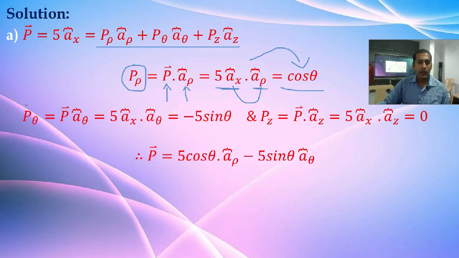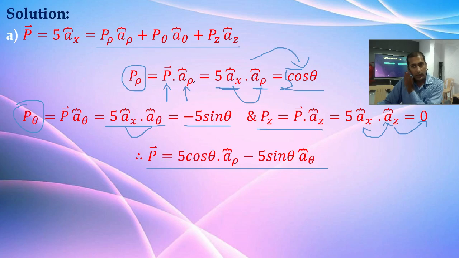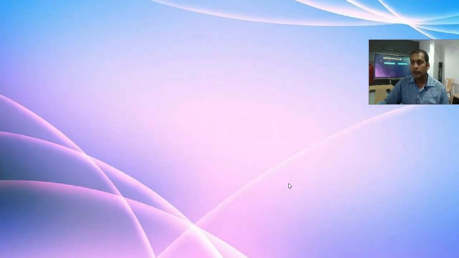Similarly, for P theta we have magnitude and direction. Again this dot product will give minus sin theta. So here we got minus y sin theta. And similarly PZ, Z is the same. But the dot product of AX cap and AZ cap will lead to 0. So this term will not participate in the point P conversion. So what will be the point P? It is a combination of y cos theta in the direction AR cap minus y sin theta, A theta cap. So that is the conversion solution.